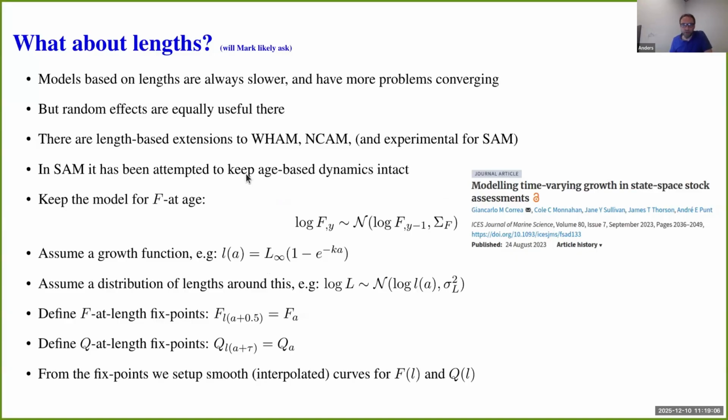In SAM, the way that it has been done is to try to keep the age dynamic intact. So the age process might be this one, which was the same as before, and then put in a growth function, and then assume some distributions around that growth function, and then define the F at length fixed. Then I choose a number of F at length fixed points, and you can choose them so they match the F at age, but you could also choose fewer or more. And then you make an interpolation of the F at length in between those fixed points. I have a graph that illustrates that.